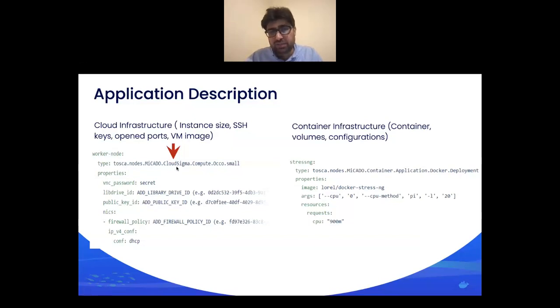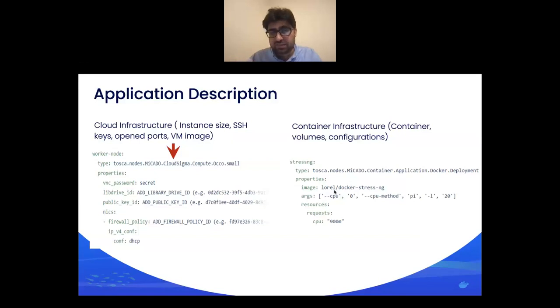CloudSigma is a European cloud provider. And then it also consists of various other details, for example, the instance size, the SSH keys, the ports, and the VM image. On the other side, you will see an example of the container-based service definition. For example, the name will be stress-ng, and it is a Docker deployment-based service. Then the image of the service and the various required details like the arguments and the resources can all be configured at the description stage.